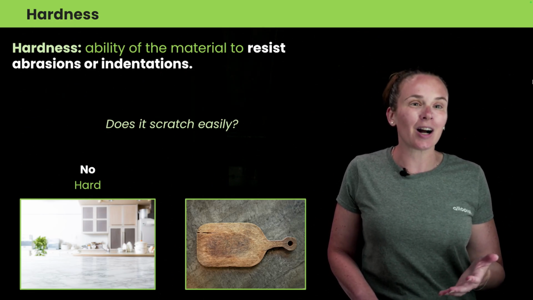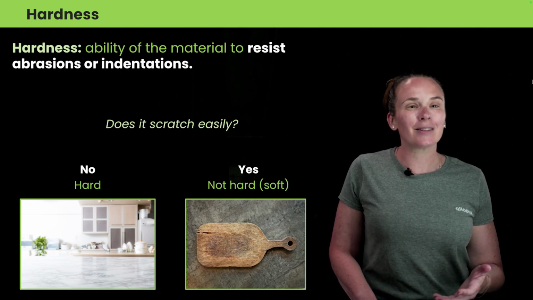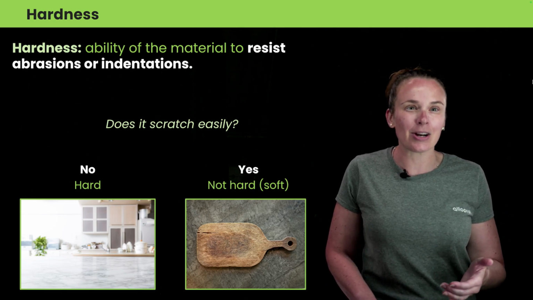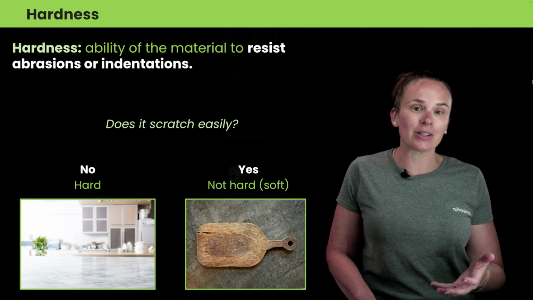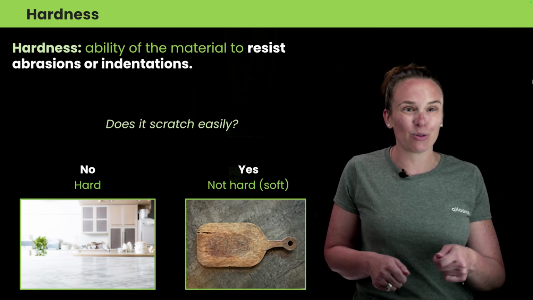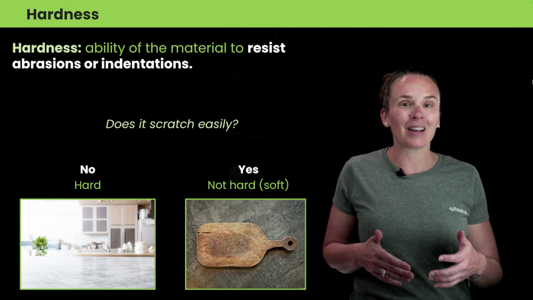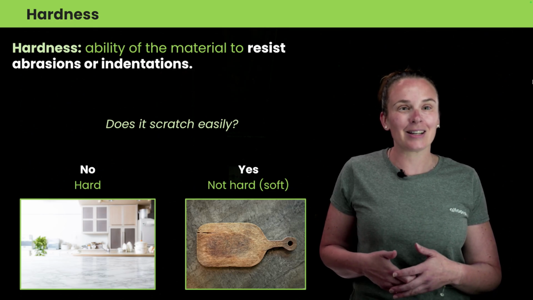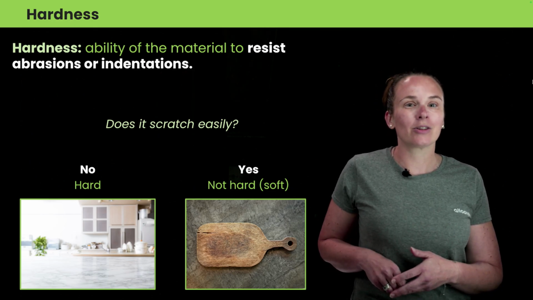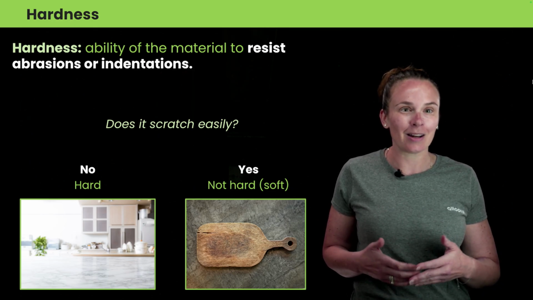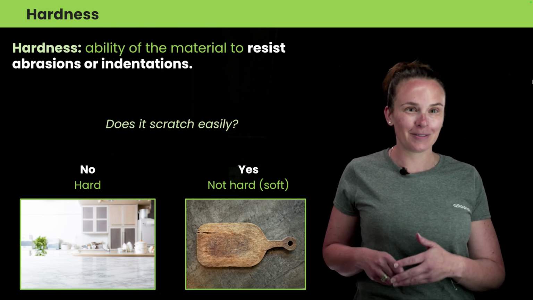If you have a wooden cutting board, though, for example, it's considered not to be as hard. It's considered actually soft because, as you can see, it doesn't matter if you cut on that cutting board as often as you possibly can. It scratches easily. It doesn't look new. So it is considered to be less hard or not hard.